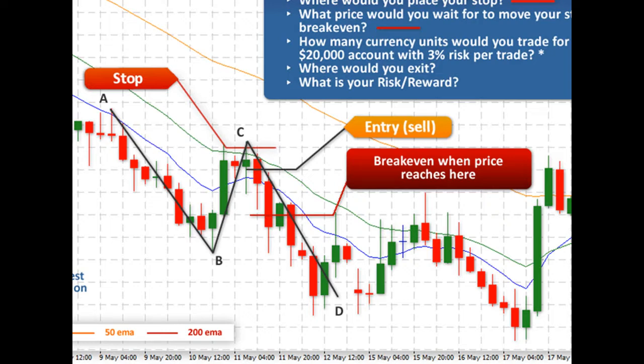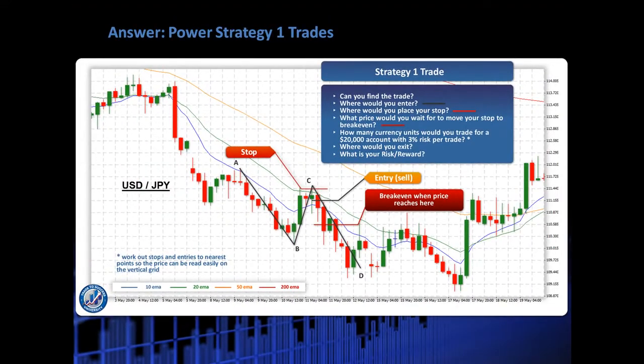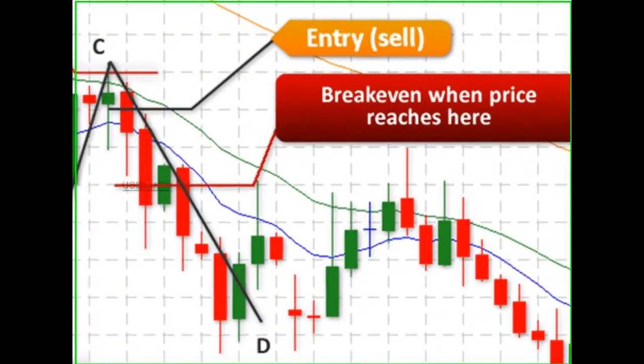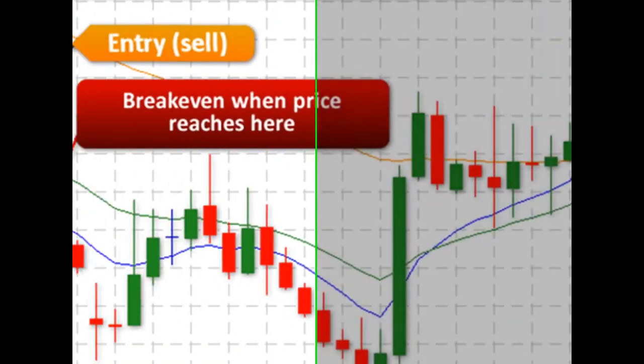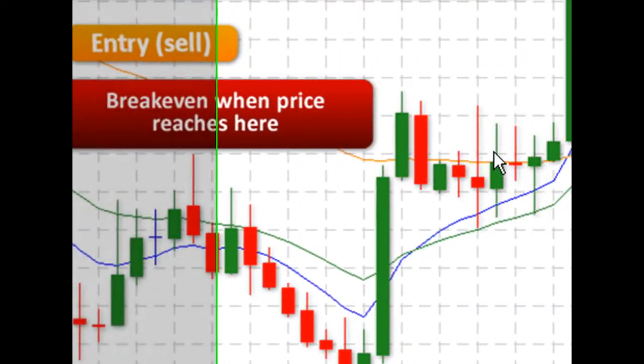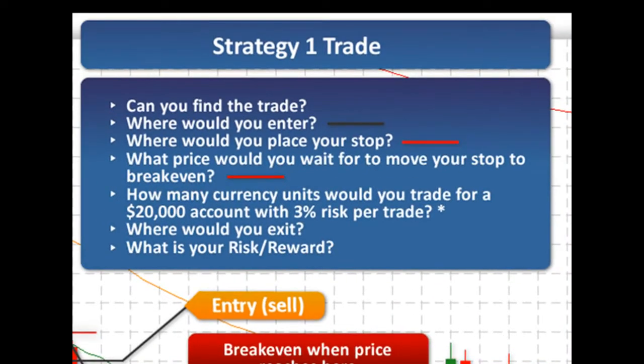So how many currency units will you be trading? It's a US dollar against Japanese yen chart. We've got our entry at 111.15 and our stop at 111.44. We've got a $20,000 account with a 3% risk in this trade. So how many currency units would you trade?